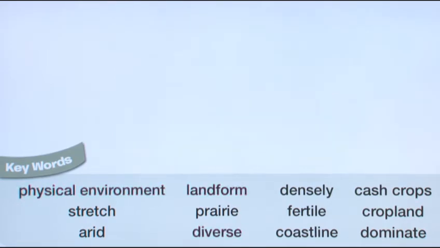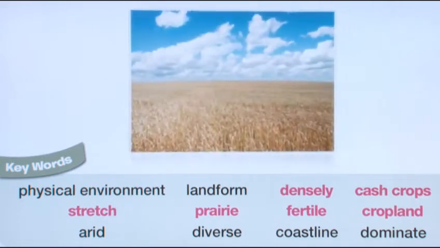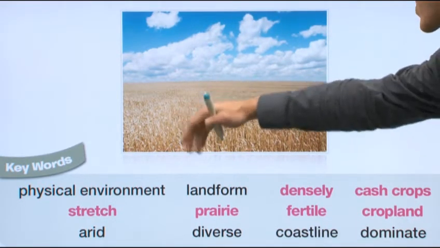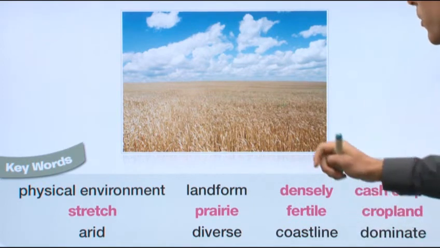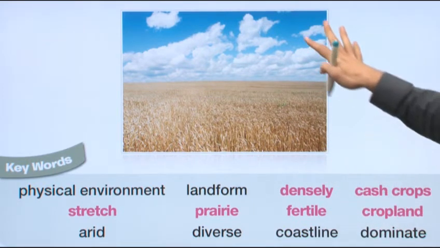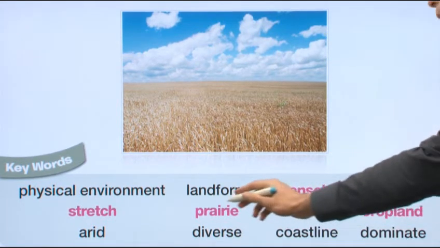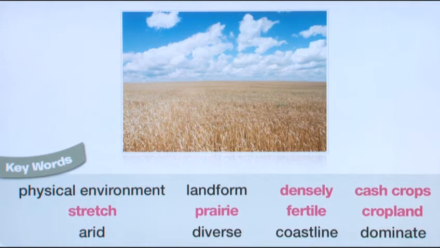So diverse here just means a wide variety, very many landforms. Let's move on. Let's take a look at the next picture here. Oh, what do we see here in this picture? We see very flat lands with what looks to be wheat growing and nice blue skies. Well, this type of landform is a prairie. Now, a prairie is a very flat stretch of land that goes on very far.